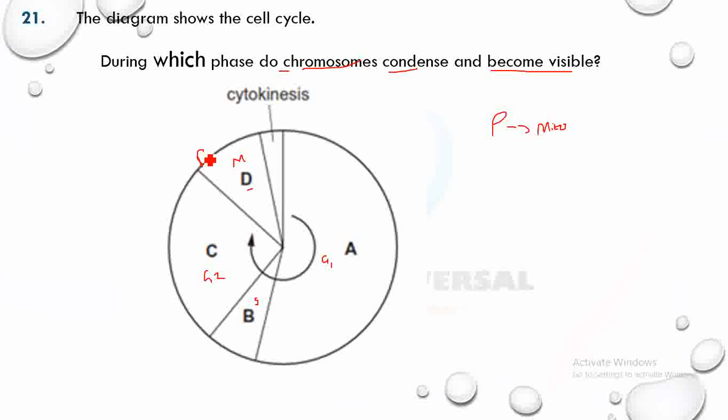The first there is prophase, followed by metaphase, PMAT, anaphase, telophase. So don't forget this is metaphase. This is M. So chromosomes condense at prophase, and D is mitosis.